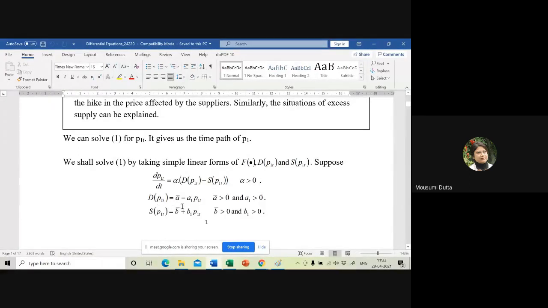Now for the demand, I consider the expression a bar minus a1 p1(t), and for the supply, I consider the equation b bar plus b1 p1(t). Both a bar and b bar I'm considering to be positive. A1 and B1 are also positive. So the inverse relationship between price and quantity demanded has been captured by this minus sign, and conventionally the supply curve is positively sloped, so here I am considering the plus sign. Coefficient wise, all these a bar, a1, b bar, b1, I am considering to be positive. Any question?